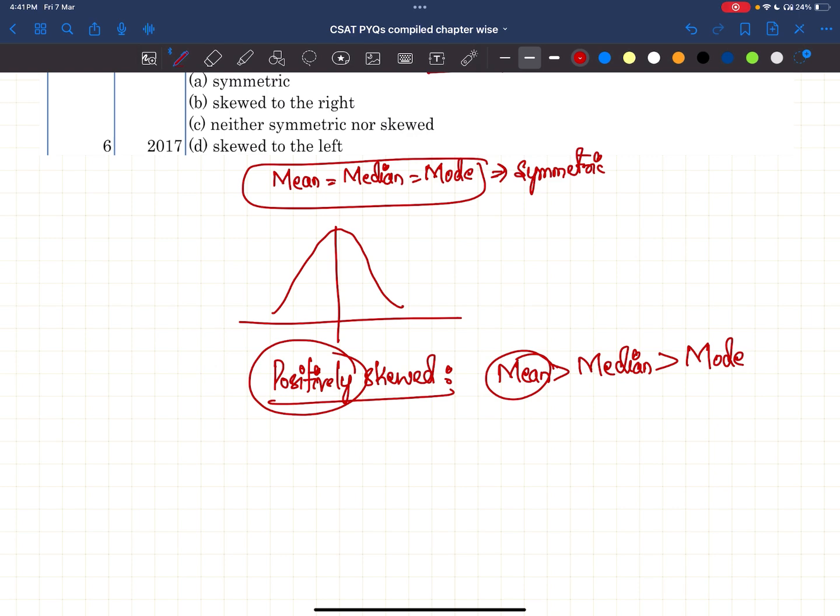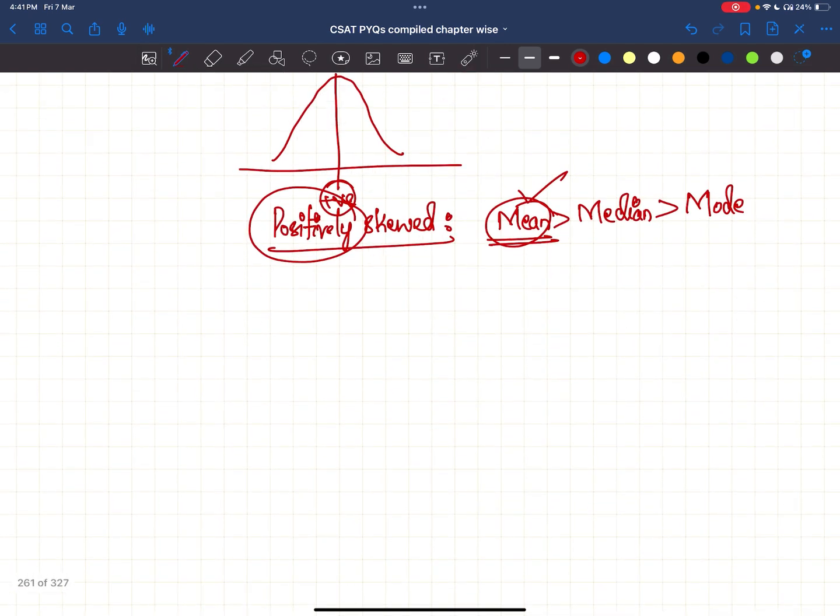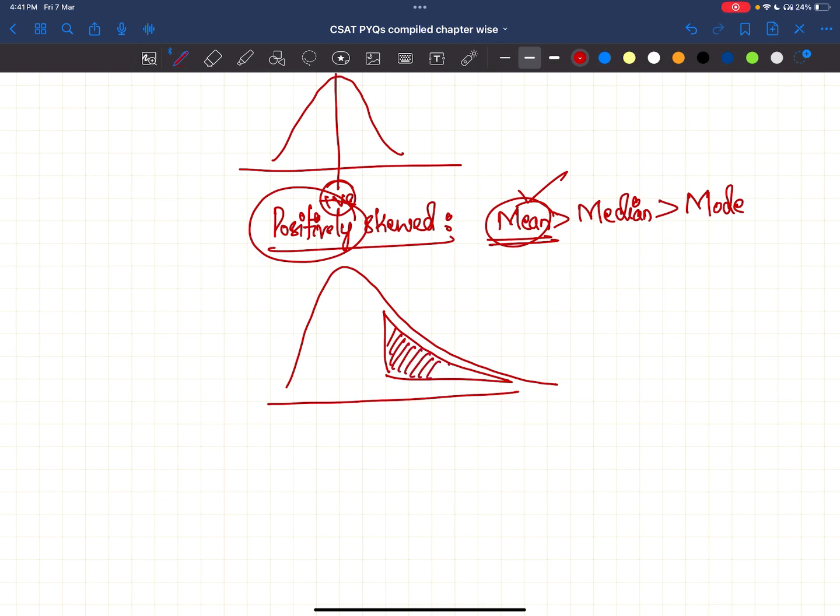Since mean is the average of all numbers, mean is very much inclusive when compared to median or mode. Mode is the most repeated value. Median is the middle number when we arrange any data in ascending or descending order, right? Positive means when mean is greater. Simply remember it this way. It will be skewed towards the right, like this. This is skewed right. It is extending towards the right side.